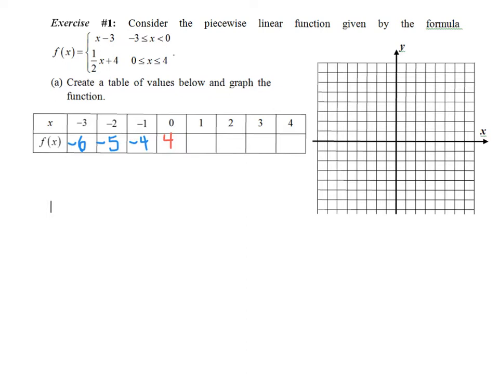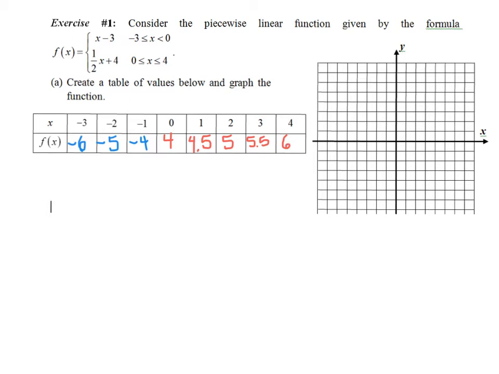1/2 times 1, and again notice that all the rest of the values are in the second function's domain. So 1/2 times 1 plus 4 gives me an answer of 4.5. Half of 2 is 1. 1 plus 4 is 5. Half of 3 is 1.5. 1.5 plus 4 is 5.5. And you should notice a pattern here. 1/2 of 4 is 2. 2 plus 4 is 6.